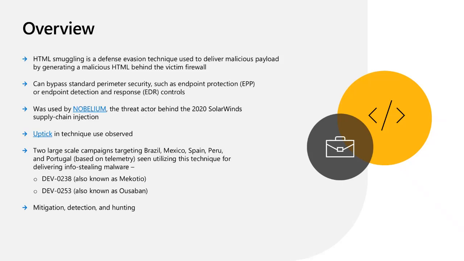Today we are going to deep dive into two different campaigns that deliver banking or info-stealing trojans named Mekotio and Ousaban. These are tracked threats, and we track them under different groups, DEV-0238 and DEV-0253. Along with that, we'll also share how we mitigate, detect, or hunt for these specific threats.